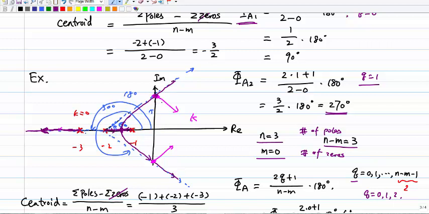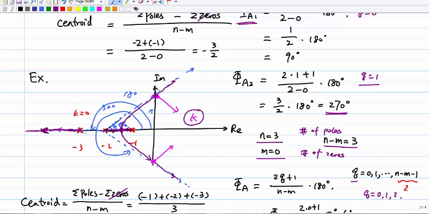So at a certain k, you're going to cross this imaginary axis. This is a critical point where you become unstable. If you pass the point, you have positive real parts for the poles of the closed-loop transfer function. So there's a critical value of k beyond which you will be unstable, and less than that it will be stable, right? Because the poles stay in the open left half plane.